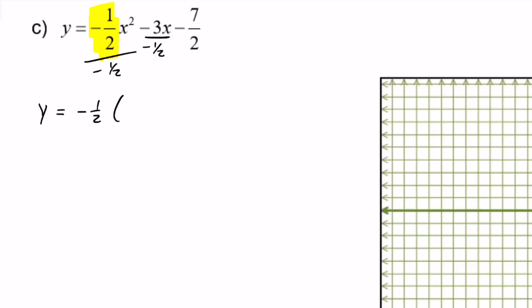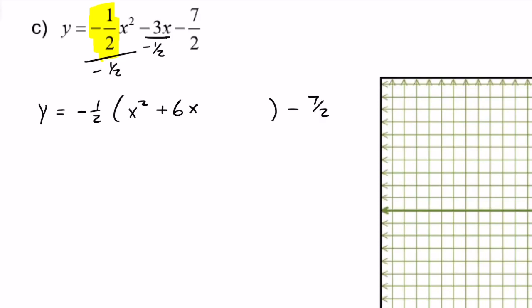So negative a half divided by negative half is 1, so it always just is x squared. But then when I divide negative 3 by negative a half, it's inverted and multiplied, so it's negative 3 times negative 2, which is positive 6x. Leave lots of space, and then minus 7/2 outside the brackets.